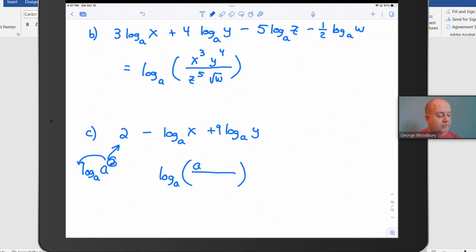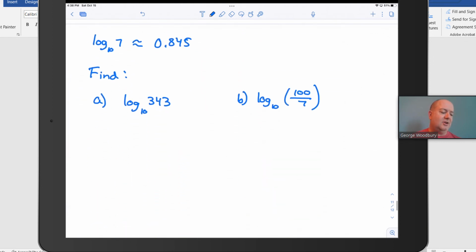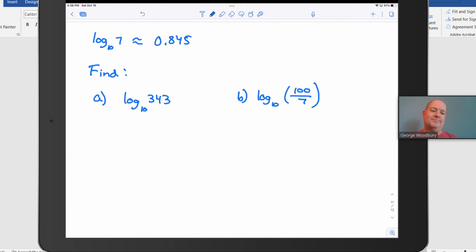A is positive, that's A squared. The x is negative. It doesn't have a factor other than 1 in front of it, so that's just an x in the denominator. And then on top in the numerator, y to the 9th power, because that was a positive logarithm.